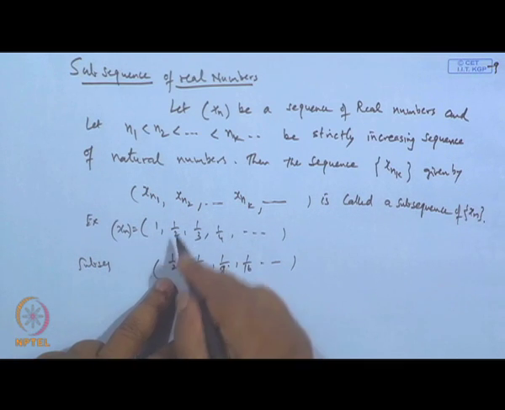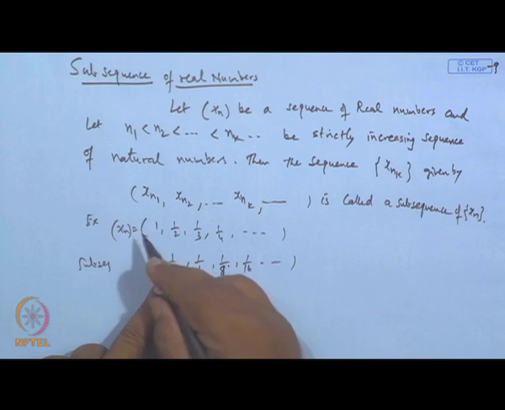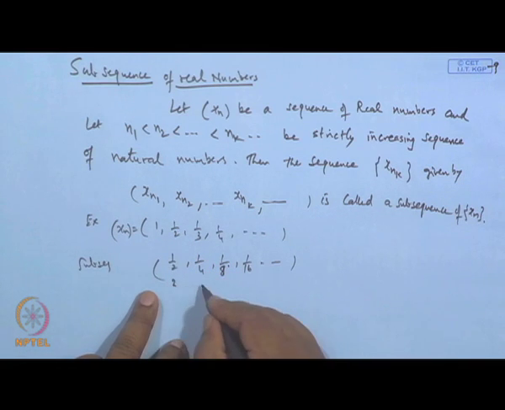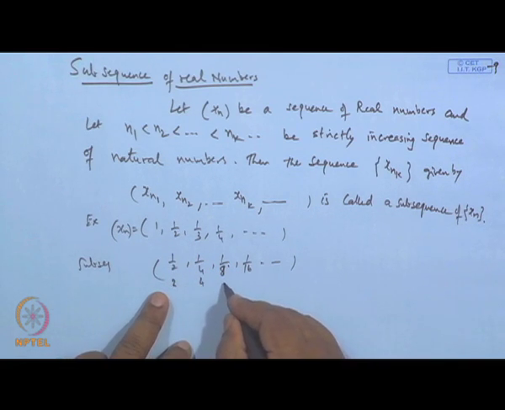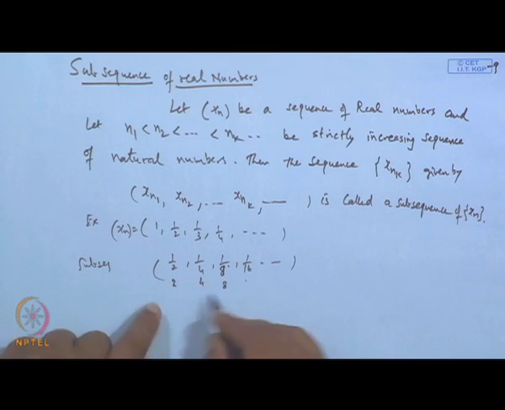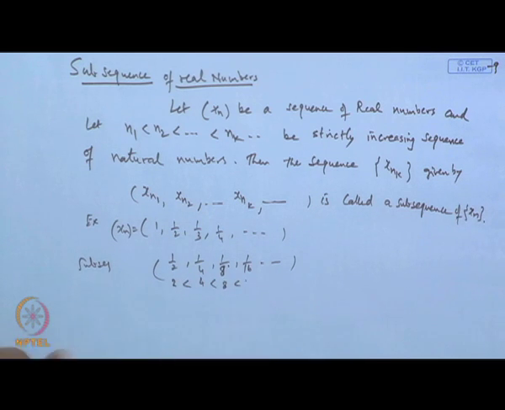because this is the second term, this is the fourth term, this is the sixth term, and like this. So we are getting n 1 less than n 2, less than n 3 and so on.